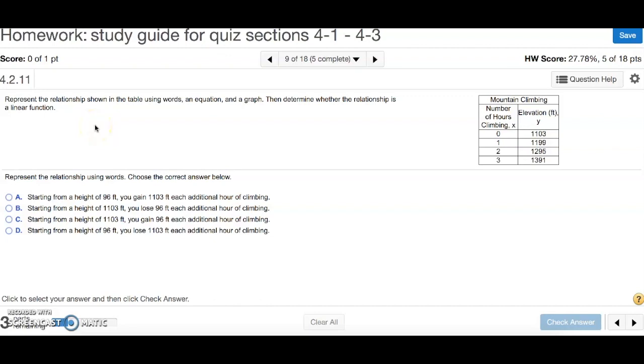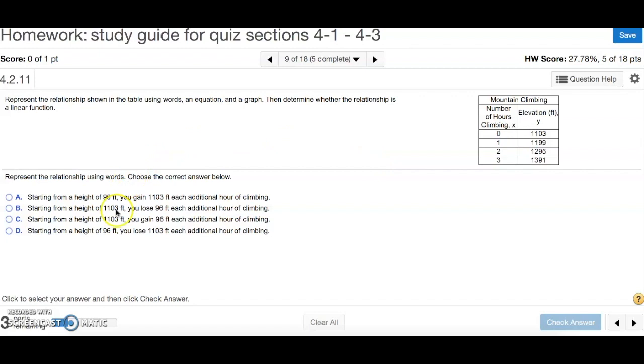Number 9. Represent the relationship shown in the table using words, an equation, and a graph. Then determine whether the relationship is a linear function. Okay, so we notice that going from 0 to 1, 1 to 2, 2 to 3, we are increasing by 1. Our elevation is also increasing by a constant amount of 96 feet.